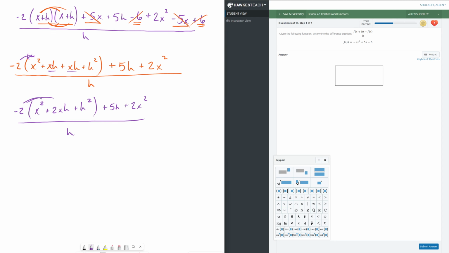Distribute. So negative 2x squared minus 4xh minus 2h squared.